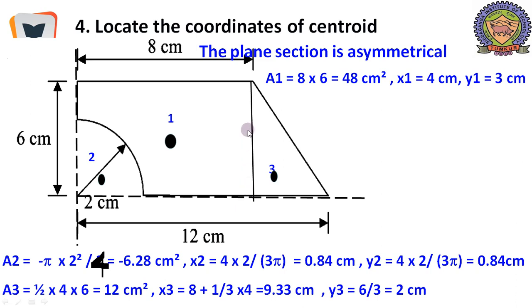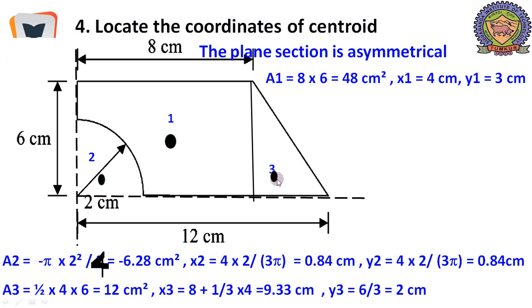And A3 is of that triangle, half base is 4 and height is 6, so 12 centimeters square. X3 is this distance from the reference axis. We have to cross this rectangular width, that is 8 centimeter, and we have to move further 1/3 of base. So it is 8 plus 1/3 of 4, which will give us 9.33, and y3 is 6 by 3. It is 1/3 of height, or 2/3 from this apex.